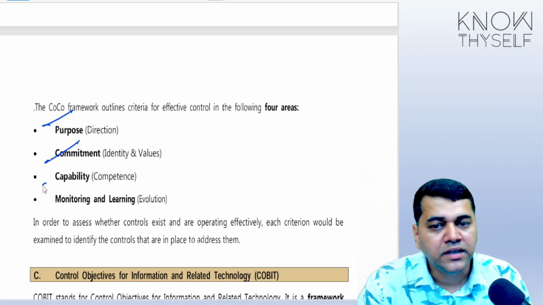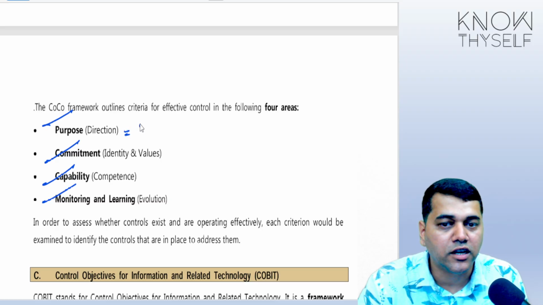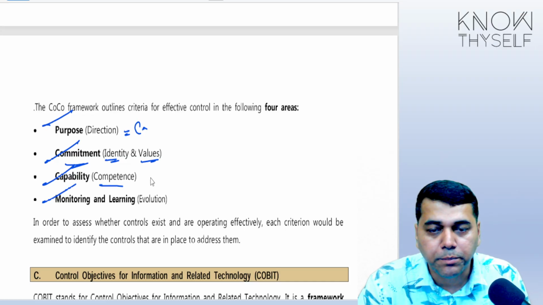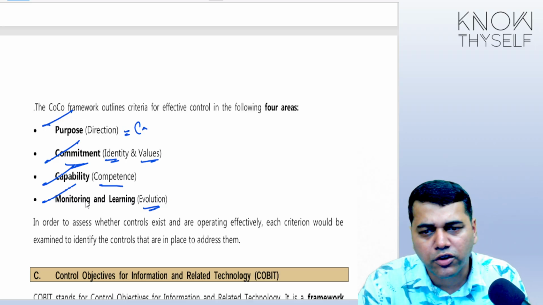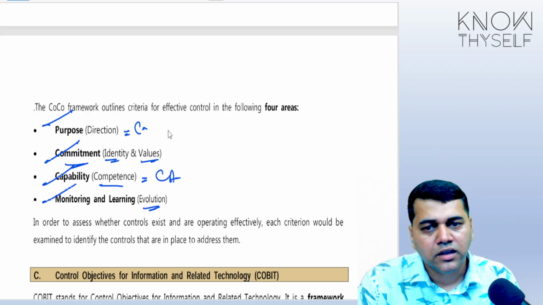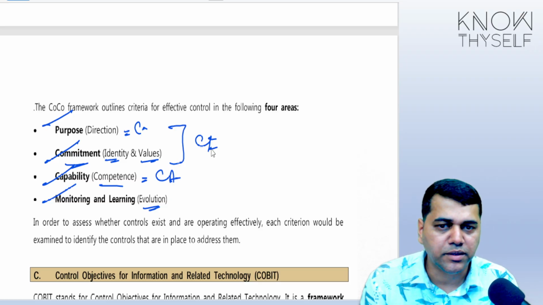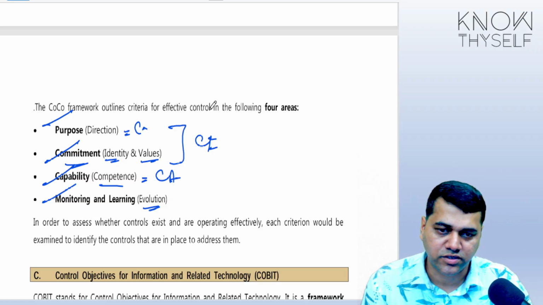Purpose, commitment, capability, monitoring. So, purpose is more like a direction. I can say more like a control environment. Commitment is more like identity and values. Capability is your competence, and monitoring is your evaluation. So monitoring, we also have in the component. Capability, I can say more like your control activities. Commitment and purpose is more like your control environment. Anyhow, I'm just giving some similar things. And the 20 principles they have not discussed. Only 4 areas they have discussed.